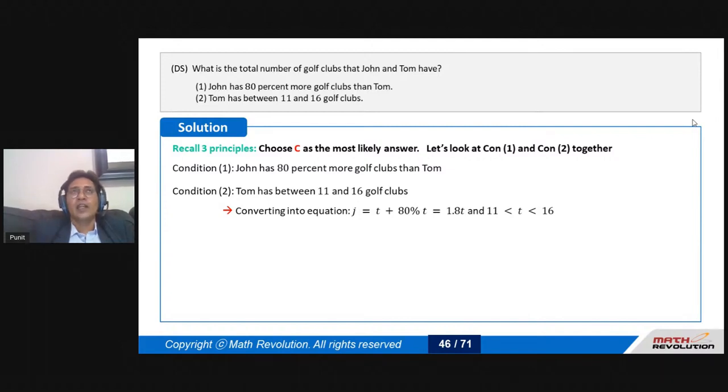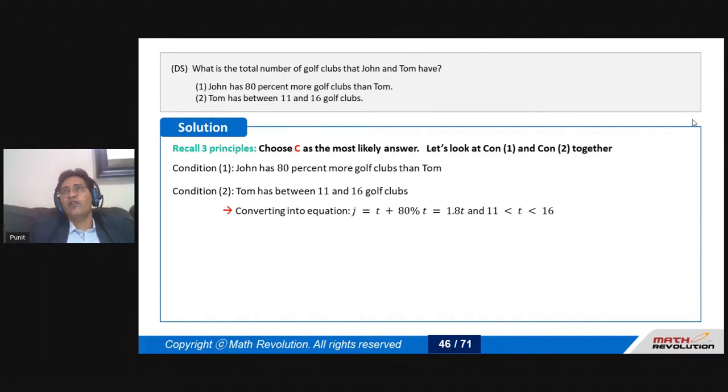So that's 1.8 times T. So J equals 1.8 times T. And condition number two says that Tom has between 11 and 16 golf clubs. It's between 11 and 16. So T is somewhere between 11 and 16.